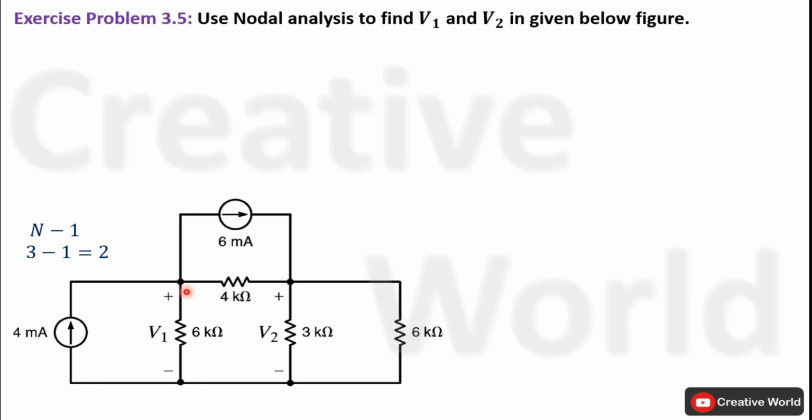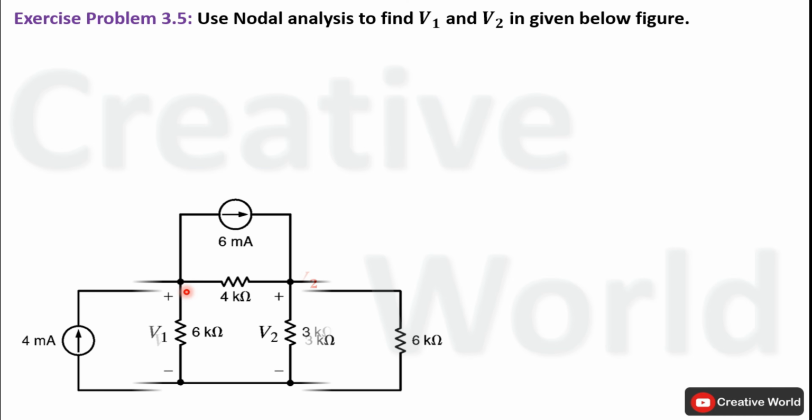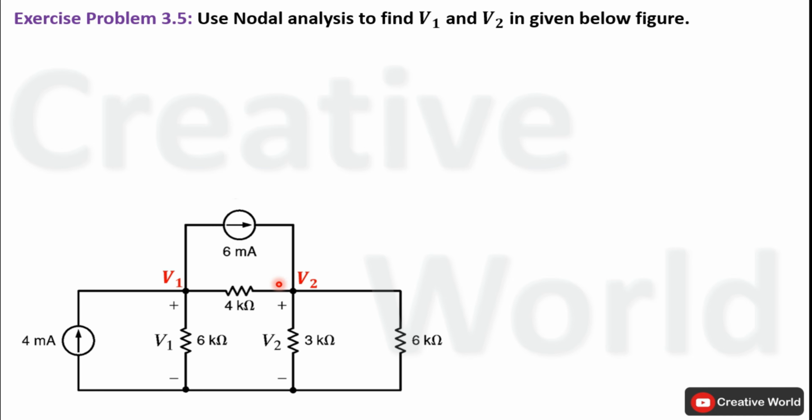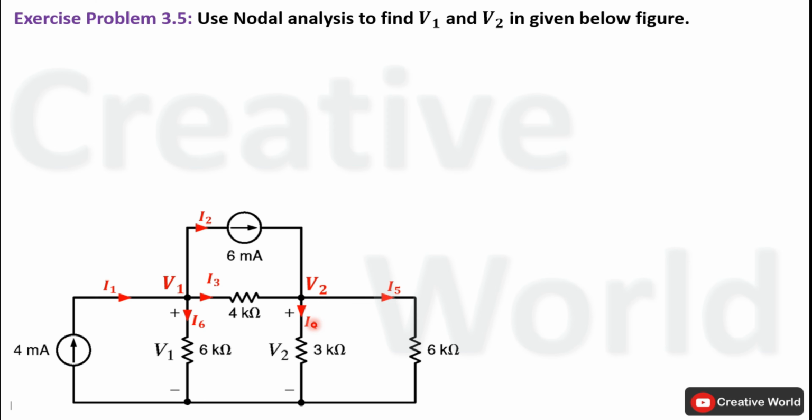In the second step, we have to label all non-reference node voltages with respect to the reference or ground node. So I am assuming this node voltage as V1 and this node voltage as V2. And these same voltages will be appearing across these two resistances because of parallel connection. And this V1 will be appearing across this 6 kilo ohm resistance. So if we know the value of these two node voltages, we will be able to calculate the value of V1 and V2 as well. The third step includes assuming all unknown branch currents along with their directions.